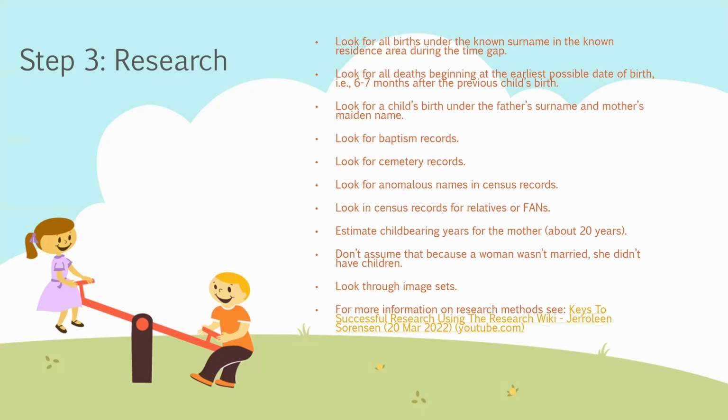Look for a child's birth under both the father's surname and the mother's maiden name, because if the child happened to be illegitimate in many places, the mother's name would be the maiden name of the mother, and the father's surname would not even be included at all on their birth record or the baptism record.